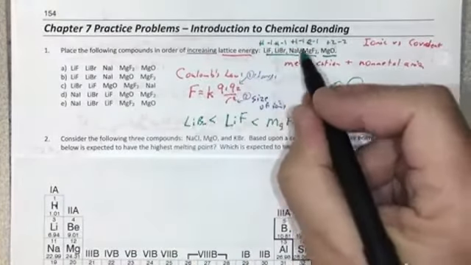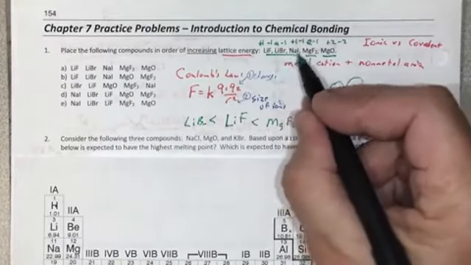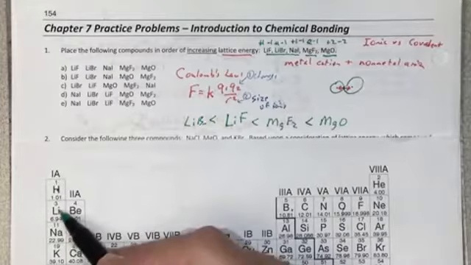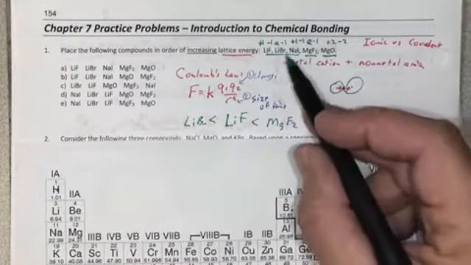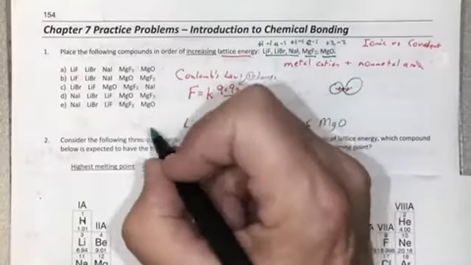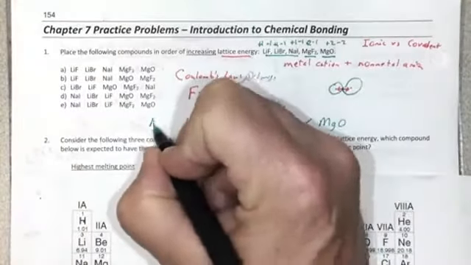And the one with the weakest lattice energy is the +1 and -1 with the largest ions. Sodium cation is bigger than lithium. From the periodic table, sodium's bigger than lithium. And iodide is bigger than either fluoride or bromide. Here's iodide. Here's fluoride and bromide. And so we would have sodium iodide.